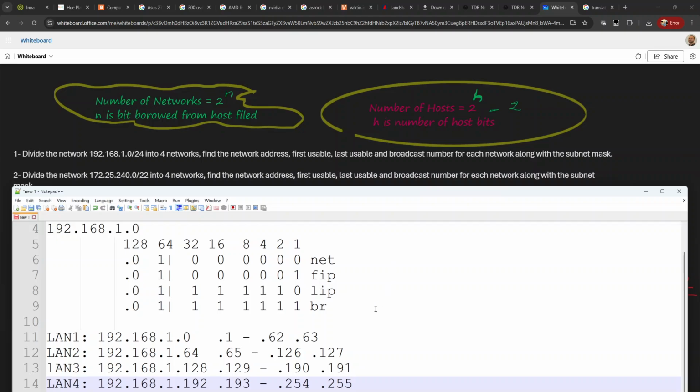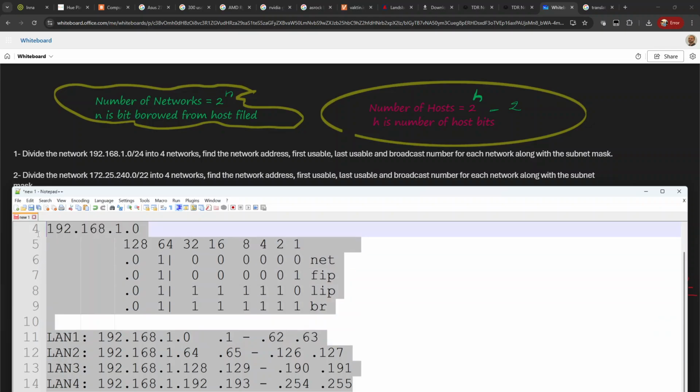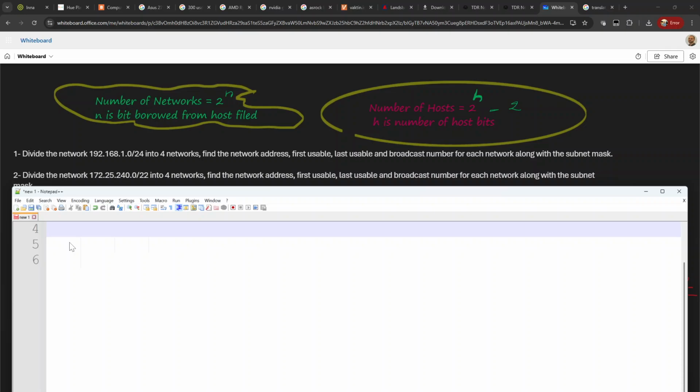The second example is a little bit difficult because it's using /22. So let's step out of our comfort zone. Here is the IP address. I'm going to write it down: 172.25.240.0 /22. The question says divide the network 172.25.240.0 /22 into 4 networks. So we're looking for 4 networks.